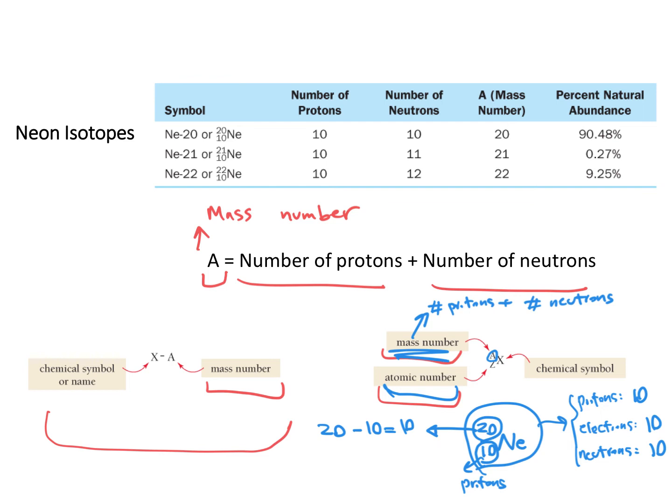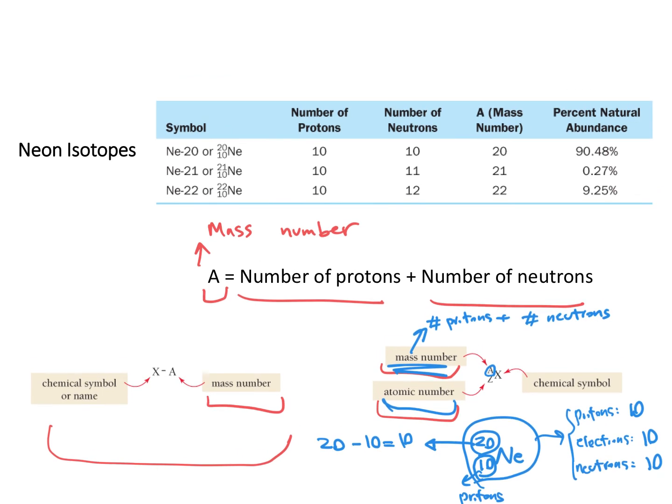So here, let's do some examples. The other way to write these elements with their mass numbers is that you write the chemical symbol of the element, or atomic symbol rather. So for instance, here you can write neon dash and then mass number 20.